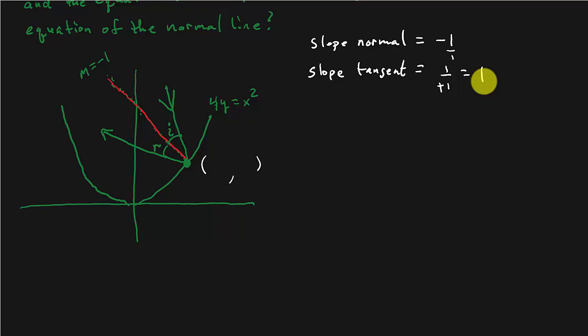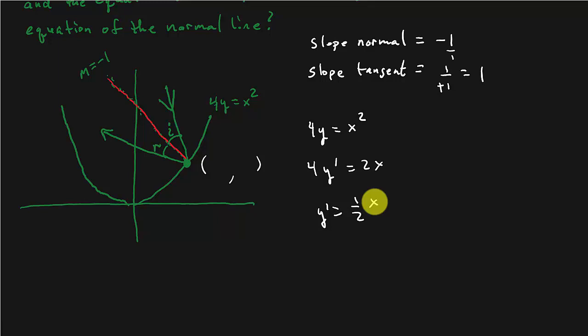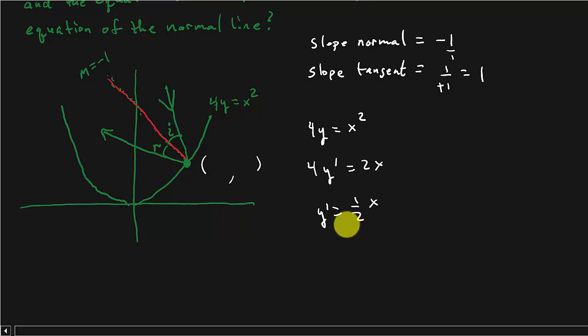So how does that help us? Well, look at this. 4y equals x squared. So if I take the derivative of this, that's 4y prime, implicit differentiation. Derivative of 4y is 4 times y prime equals 2x. So y prime is 1/2 x. You see that? So what this means is I'm plugging some number in for x and getting 1 as an answer, right? That's the slope of the tangent line.